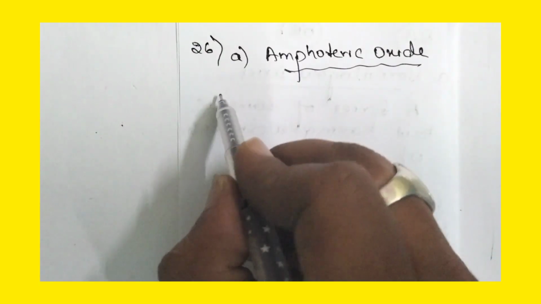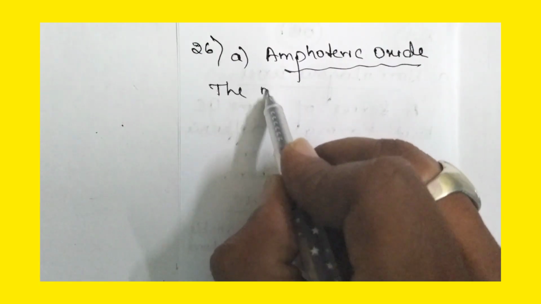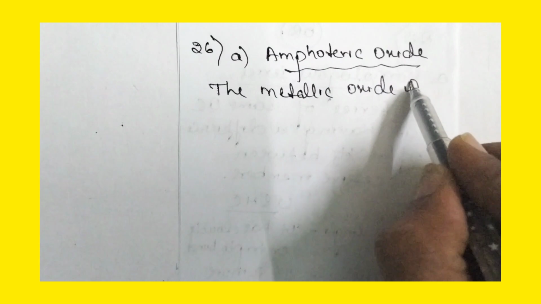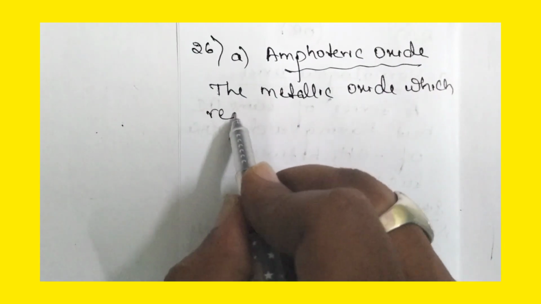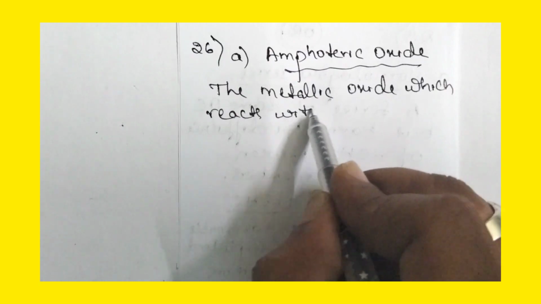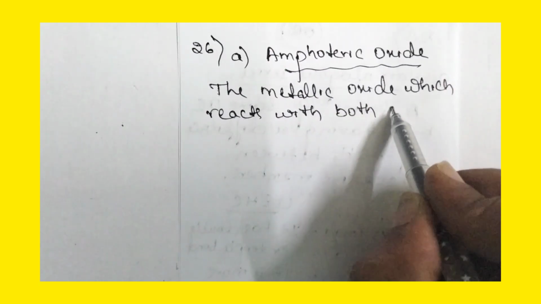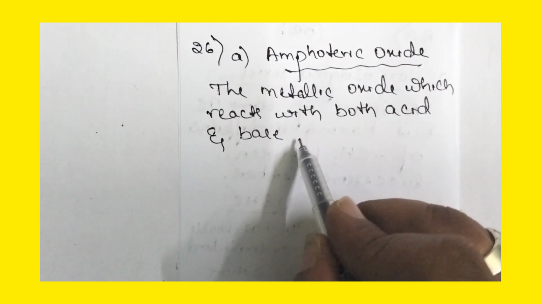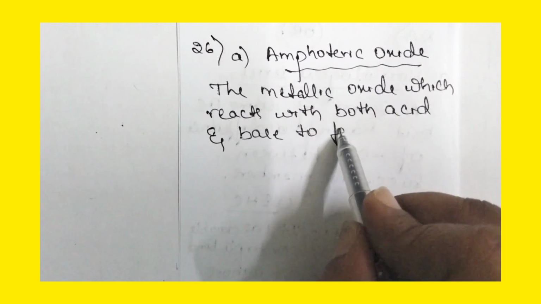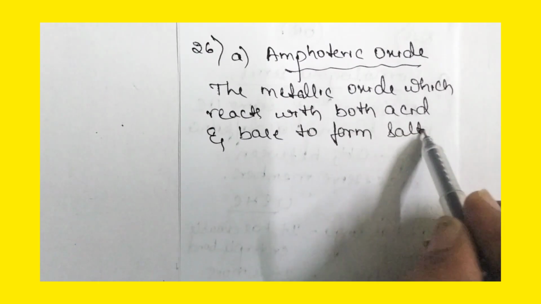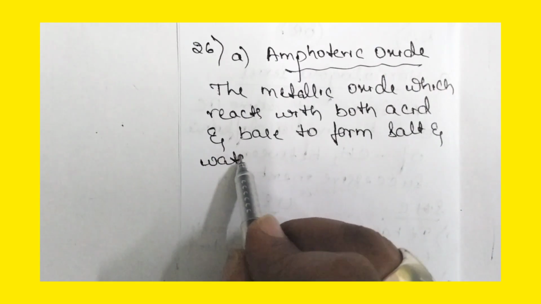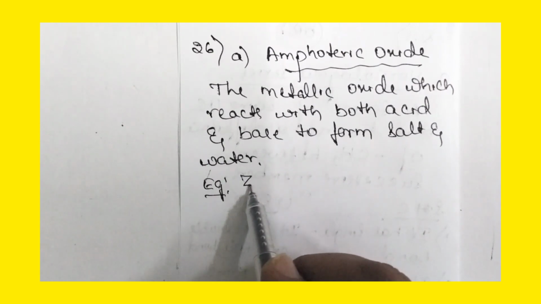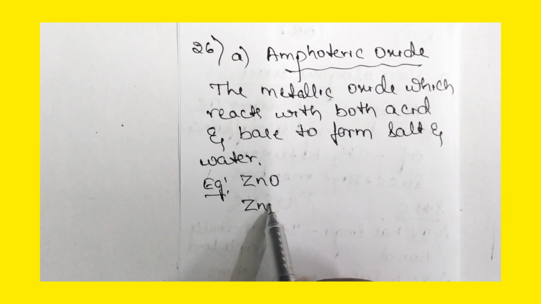So what are amphoteric oxides? The metallic oxide which reacts with both acid and base to form salt and water is called amphoteric oxide. Example, I will take zinc oxide. Zinc oxide is an amphoteric oxide.